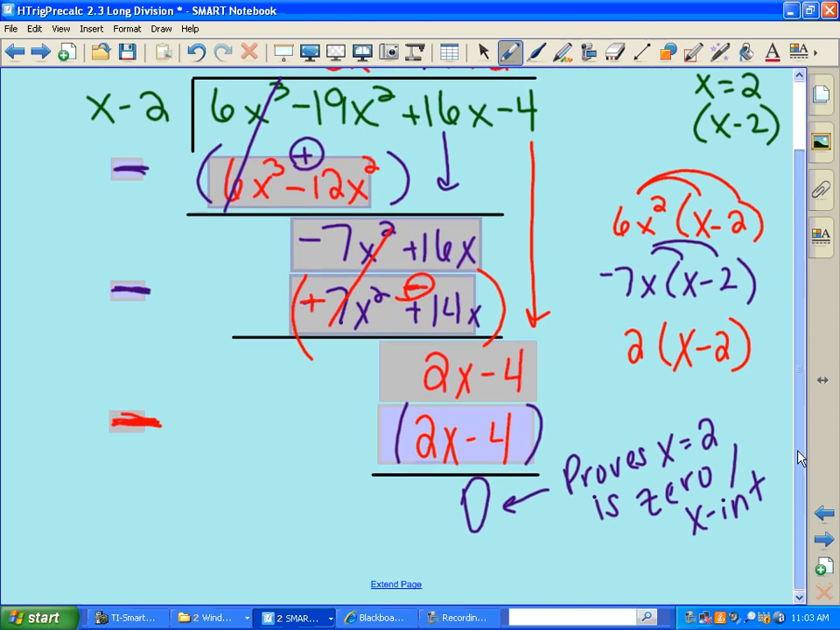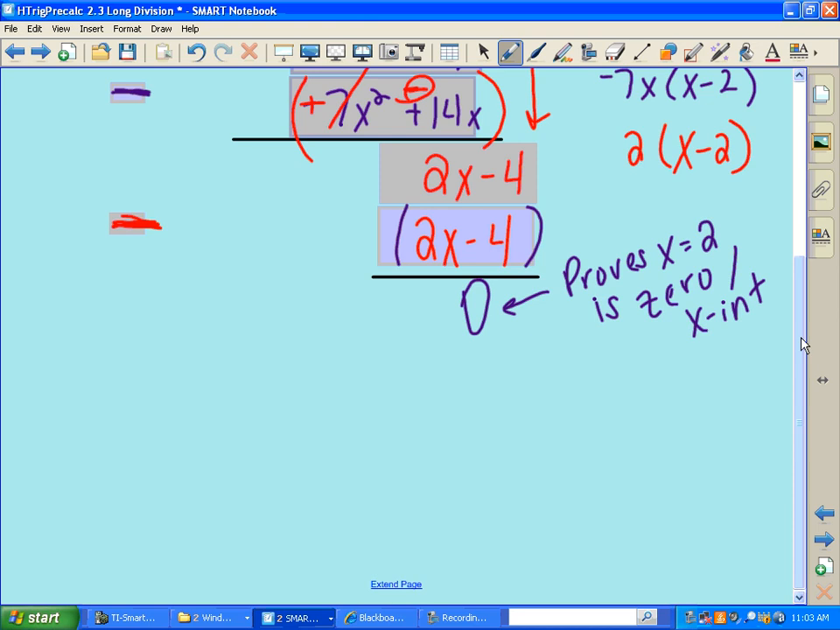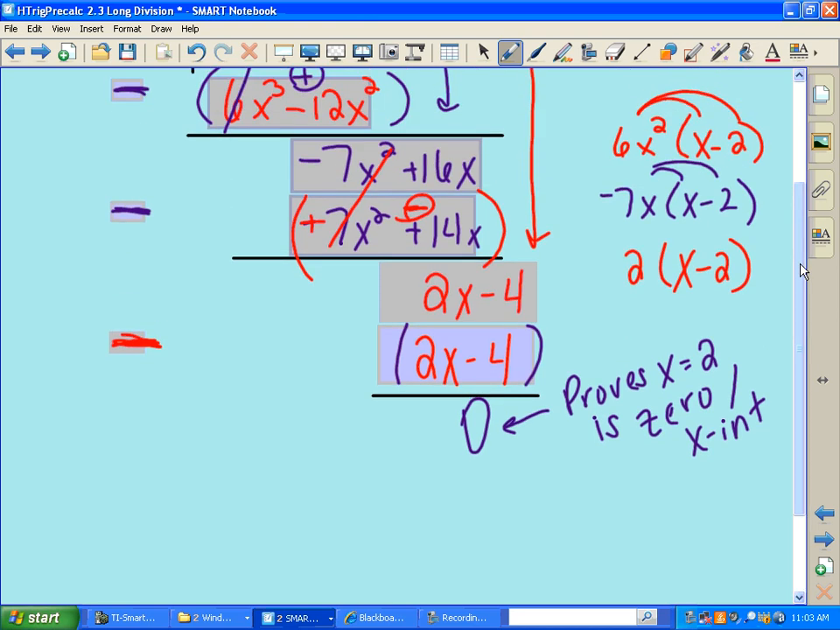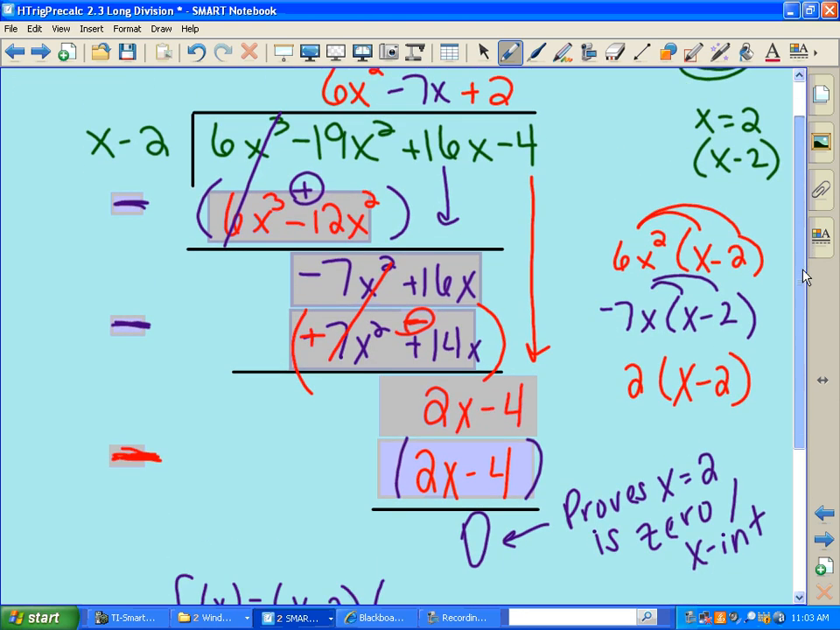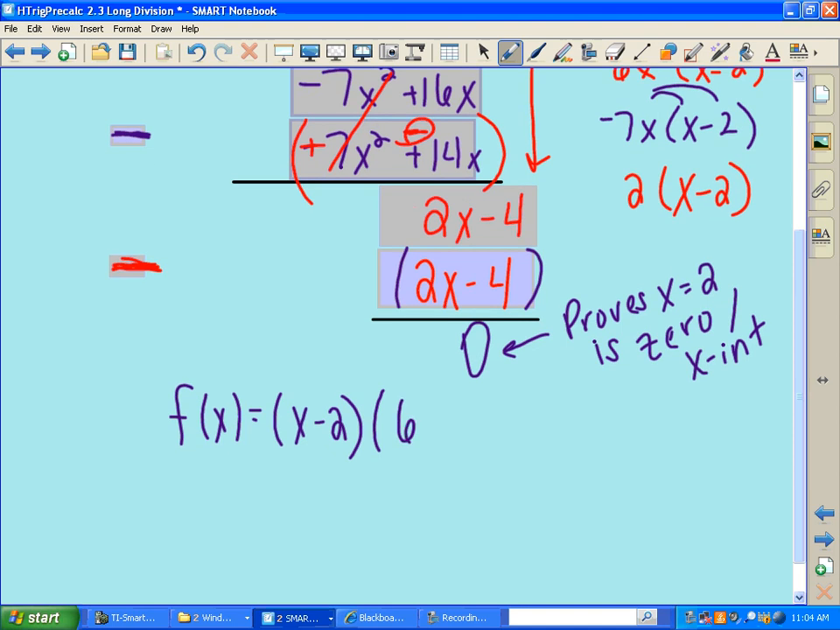So the last thing here, just to write my answer, because you do need to write your answer, you just can't keep it in this form. You take what you divided with, which was x minus 2. What I have as the answer on the top of my fraction, or my division bar there, 6x squared minus 7x plus 2. The remainder is 0, so you're not going to put plus 0 back there.